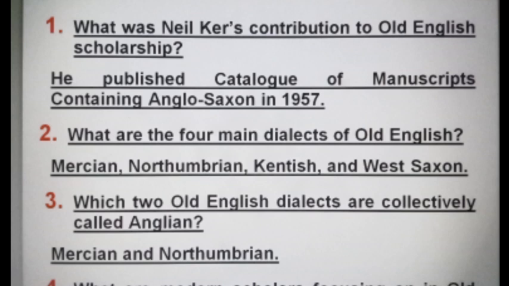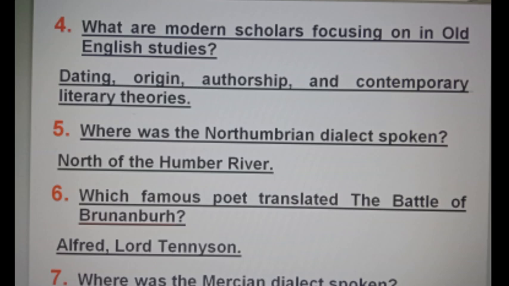Which two Old English dialects are collectively called Anglian? Mercian and Northumbrian. What are modern scholars focusing on in Old English studies? Dating, origin, authorship, and contemporary literary theories. Where was the Northumbrian dialect spoken? North of the Humber River.